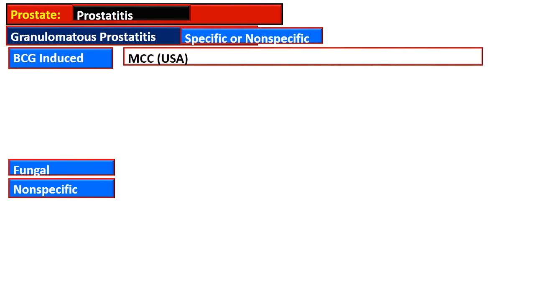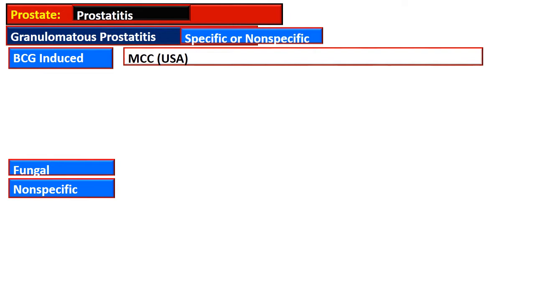When there is presence of granulomatous reaction within the prostatic substance, that is termed granulomatous prostatitis. Presence of this granuloma can be due to specific reasons or non-specific reasons. BCG induced and fungal granulomatous prostatitis are due to specific reasons.